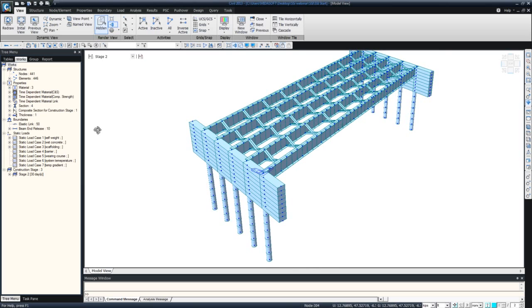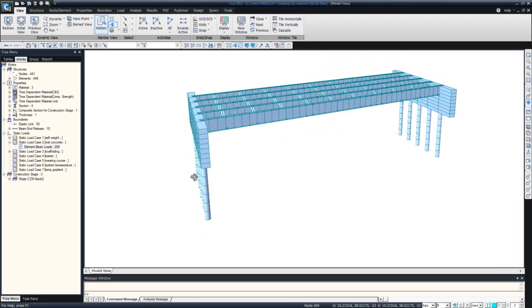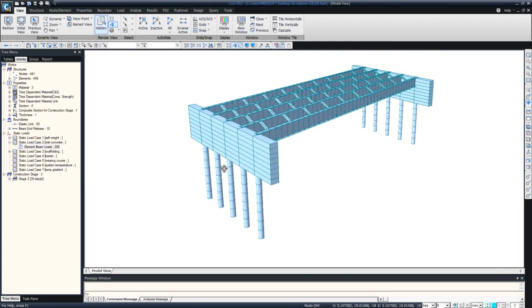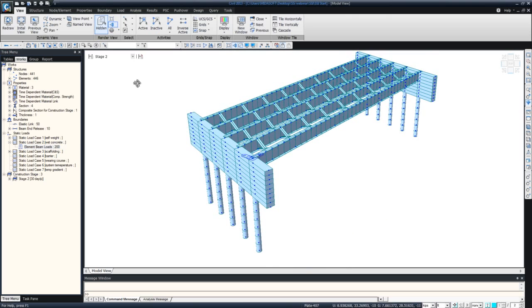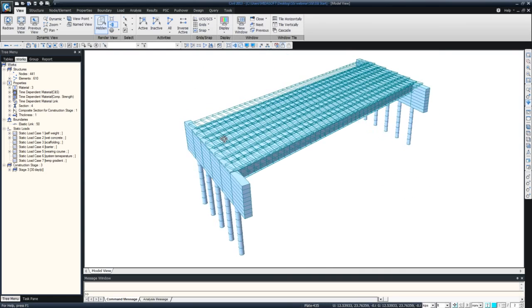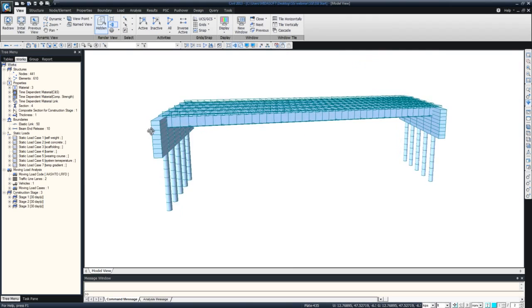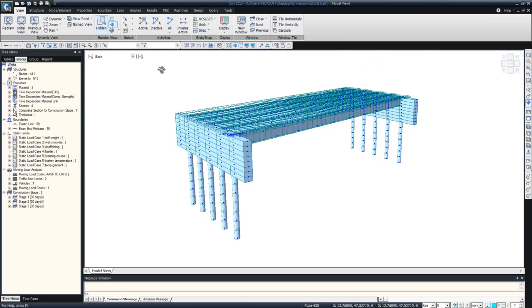So in this stage, the wet concrete load will be activated like this, so that we can obtain the effect of the case when the section is non-composite and the wet concrete load is acting on the structure. And in stage 3, the cross section becomes composite, and you see the concrete deck on top of the steel girders. So this way, this particular bridge has been modeled in Midas Civil.